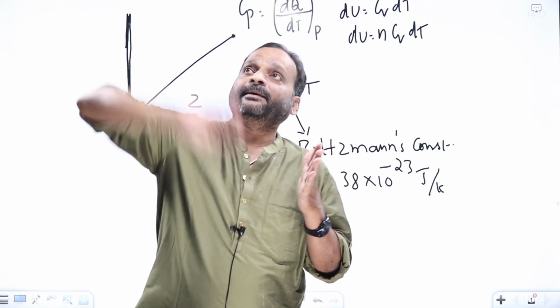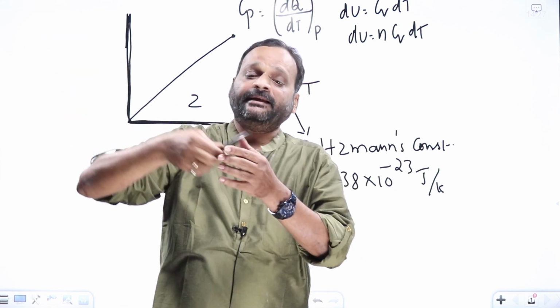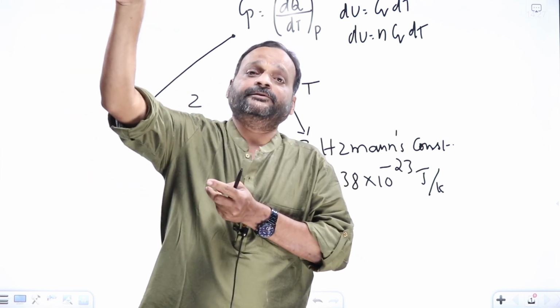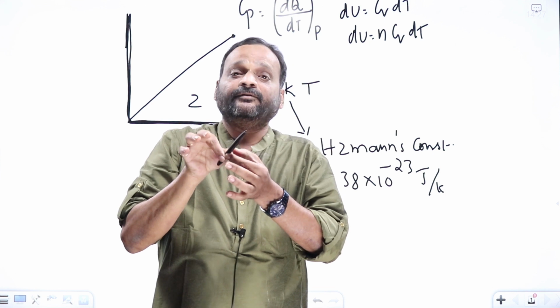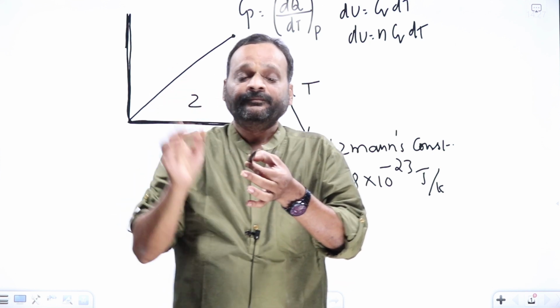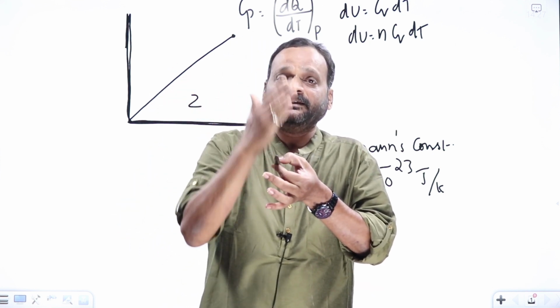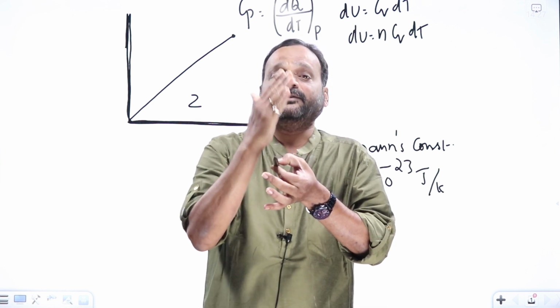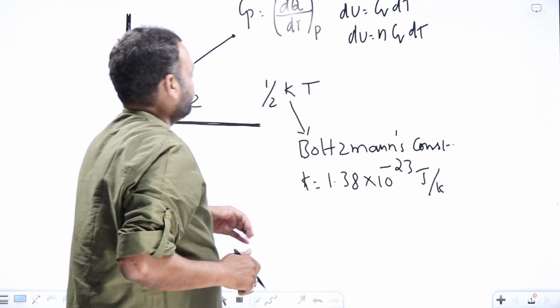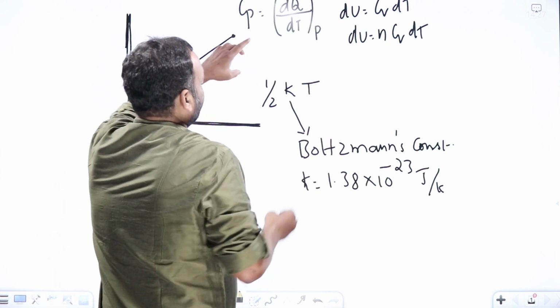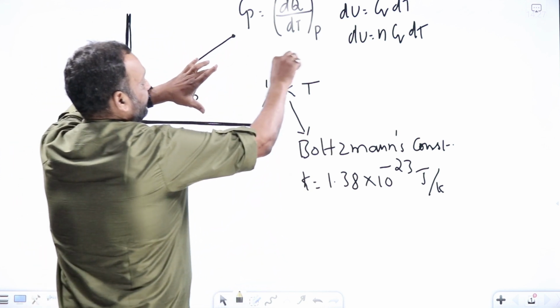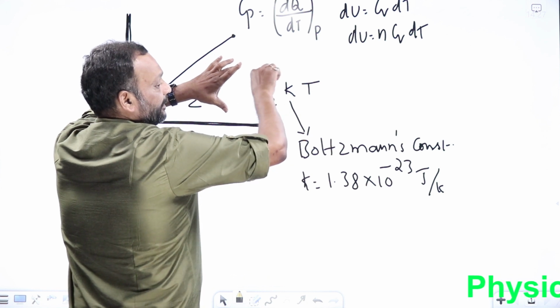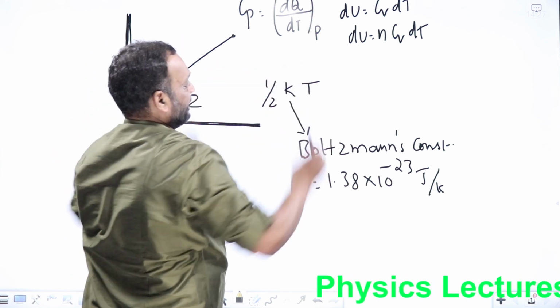I throw my pen like this. This pen is having a 3-dimensional motion, so the number of degrees of freedom will be equal to 3. So the number of independent ways a system can acquire its total energy is known as the number of degrees of freedom. Now, what is Boltzmann's law of equipartition of energy? Average energy per molecule per degree of freedom is half kT.